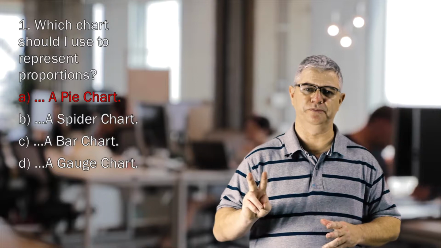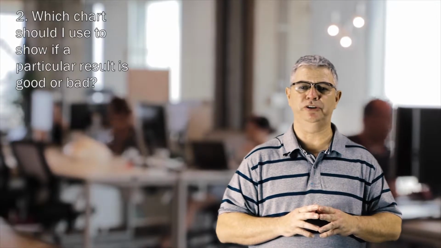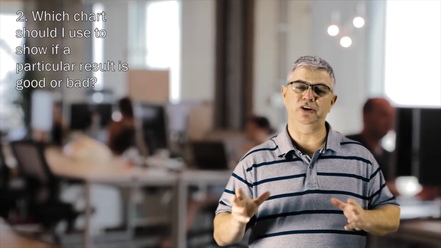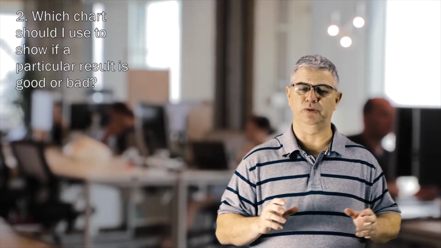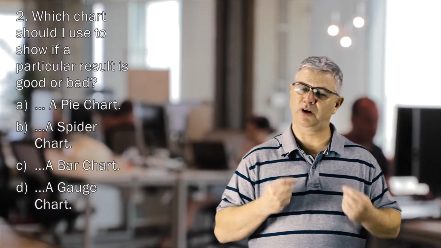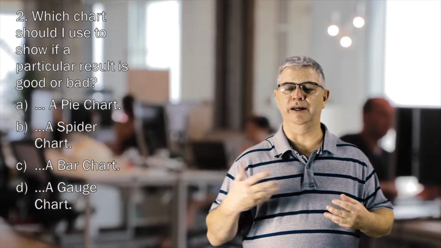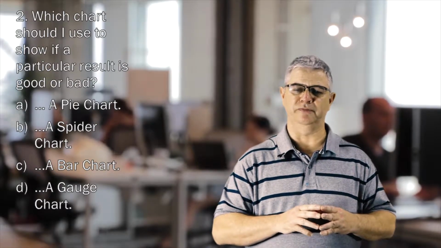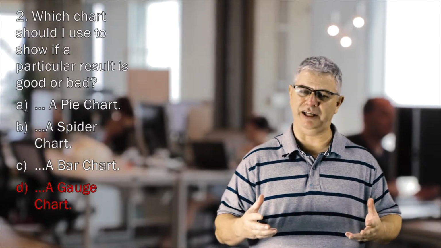Question number 2. Which chart should I use to show a particular result is good or bad? Should we use a pie chart, a spider chart, a bar chart, or a gauge chart? The answer is D, a gauge chart.